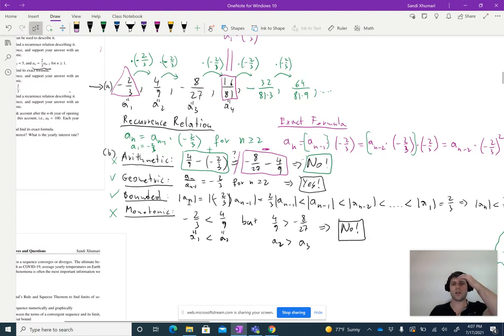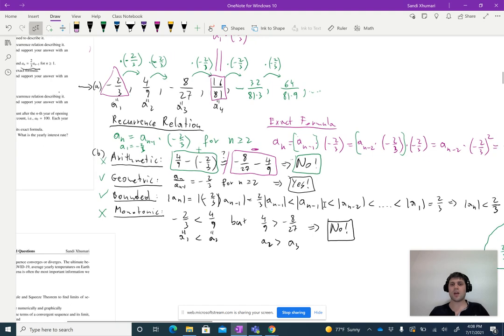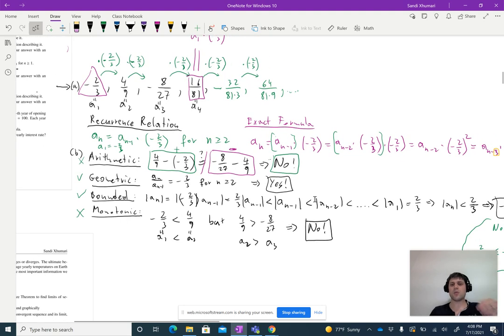One way to do that is to look at the fact that bounding the sequence is the same thing as bounding the absolute value of the sequence. Looking at the absolute value, it is equal to 2/3 times the absolute value of the previous term. But that 2/3 is less than 1. So 2/3 times the previous term is less than the previous term itself. And repeating the same argument, every time you're multiplying by 2/3, it's like taking 66% of what you had before.